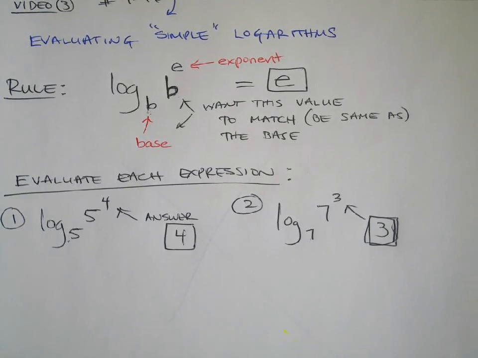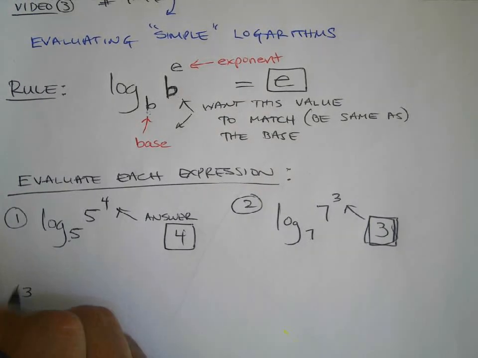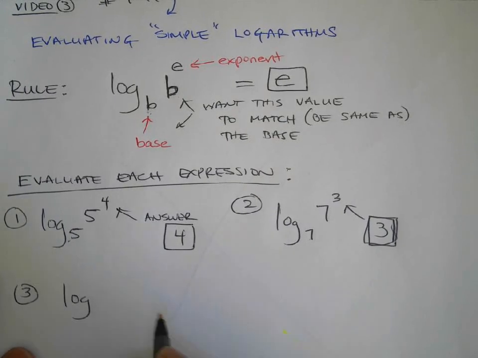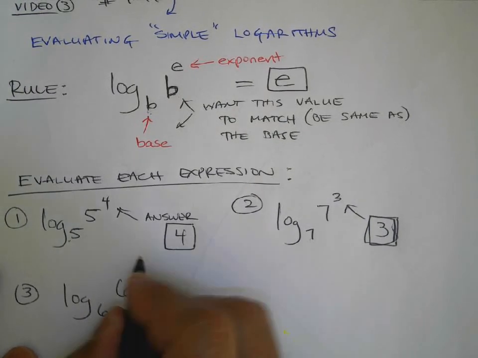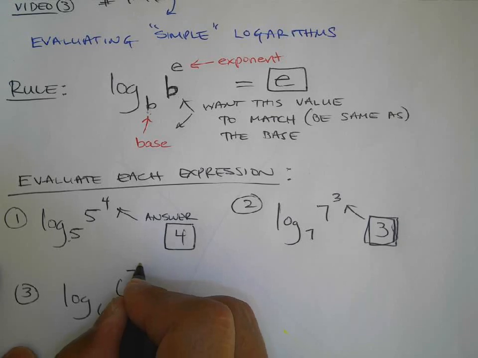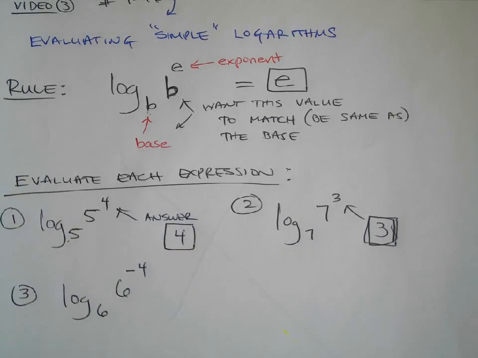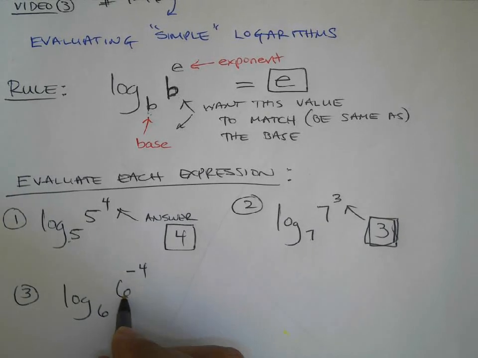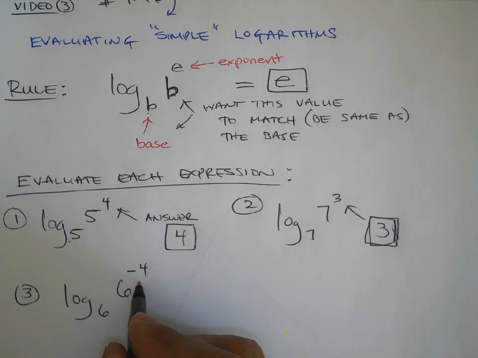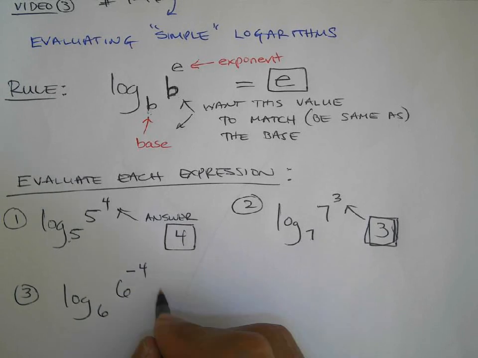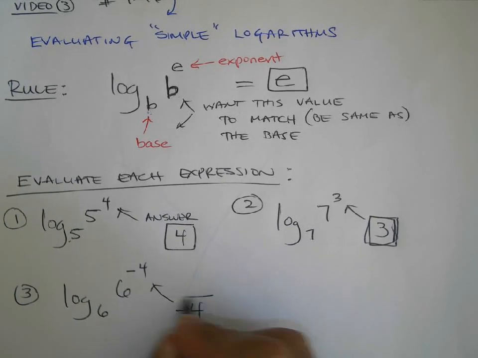Okay, that's clear. Okay, last one, number 3. If I have log base 6 of 6 to the negative 4, what's the answer? These match? That's the answer right there. There's no work to do. It's obvious. The answer is right there. The answer is negative 4.